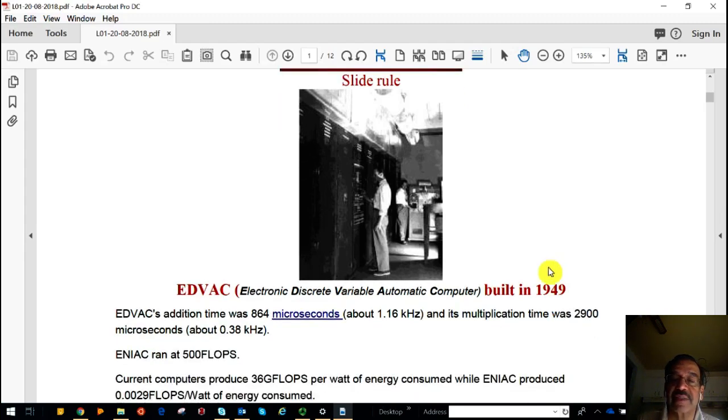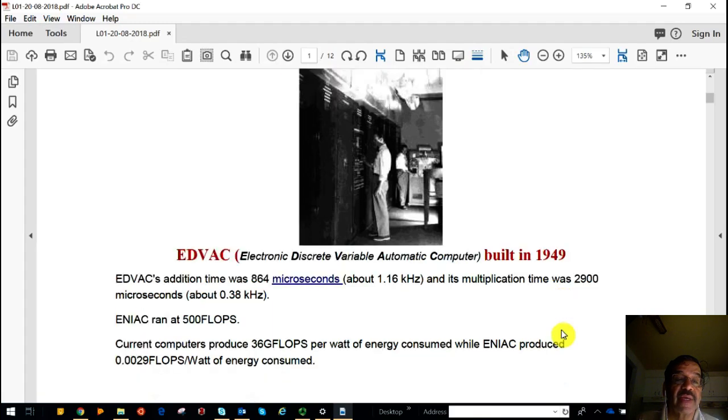Some of the statistics on this: it can do a multiplication in 2,900 microseconds. At that time, it was a huge achievement, and that turns out to about 500 flops. A flop is a floating point operation. So essentially, the time it takes for one multiplication or division. So it can do 500 multiplications or divisions in 1 second. No human can do that. So in that sense, it was already far superior in arithmetic operations compared to humans.